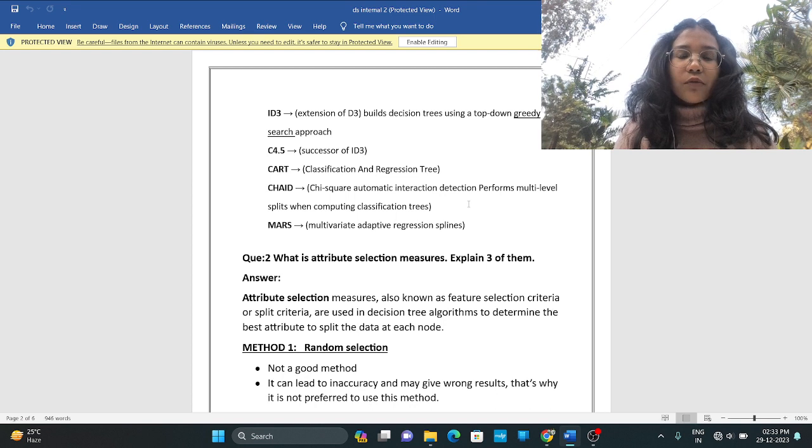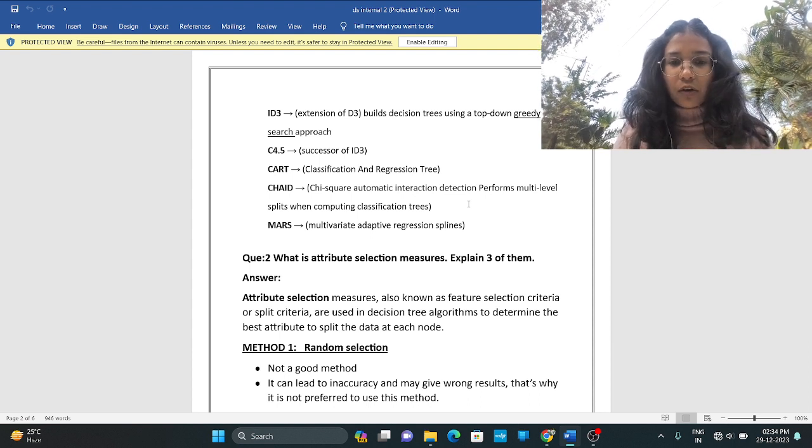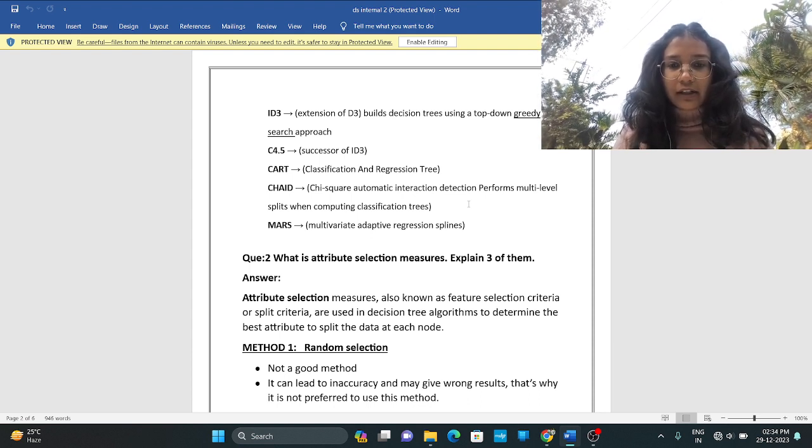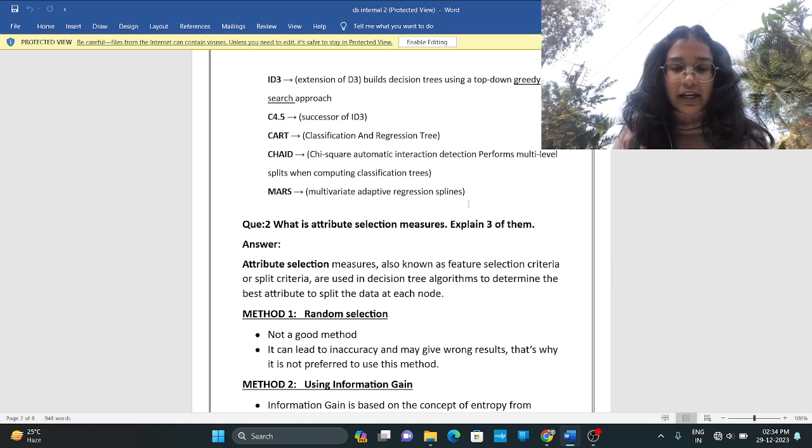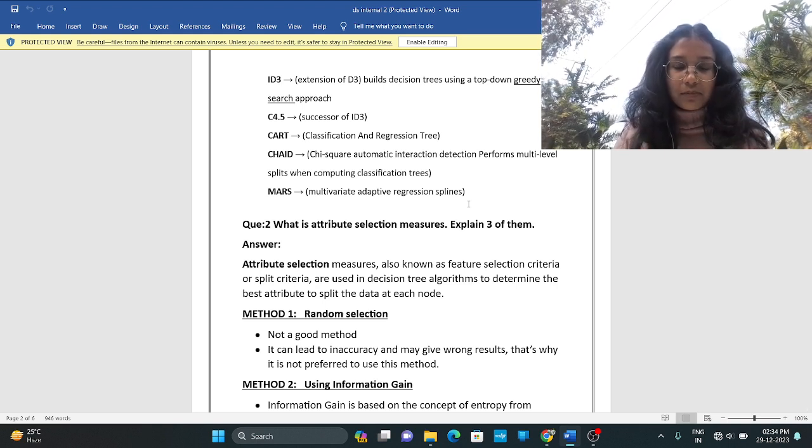C4.5, successor of ID3. CART, Classification and Regression Tree. CHAID, Chi-square Automatic Interaction Detection, performs multi-level splits when computing classification tree. MARS, Multivariate Adaptive Regression Splines.